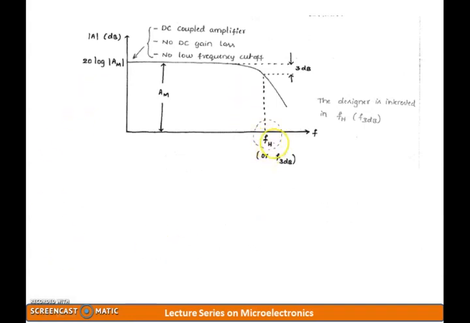So FH becomes very important for any amplifier configuration to ensure what is the maximum frequency up to which the gain will remain constant, or the gain will be retained at the maximum level without impacting the operation of the amplifier.